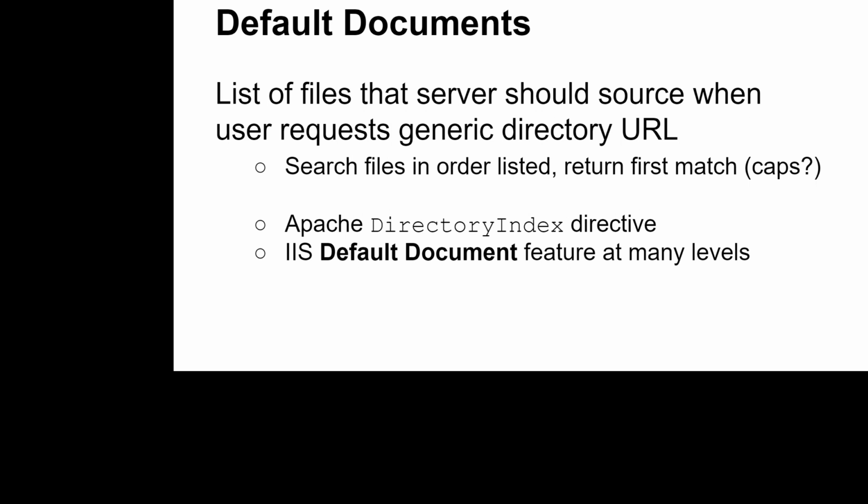In IIS, you're looking for the default document feature, which exists at many levels: the server level, as well as the particular website level, as well as each of the individual directories underneath that particular website. Look for the default document feature, and it has the ability to show you a listing of what the default documents are, move them up and down, and add and remove a spelling or particular name of a default document for that particular server.